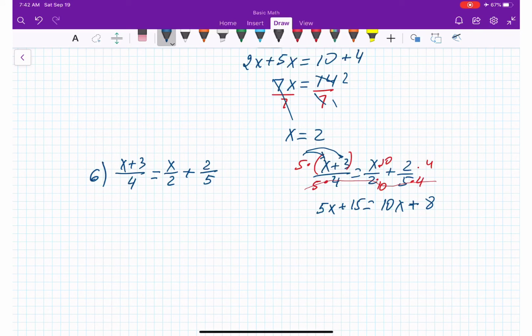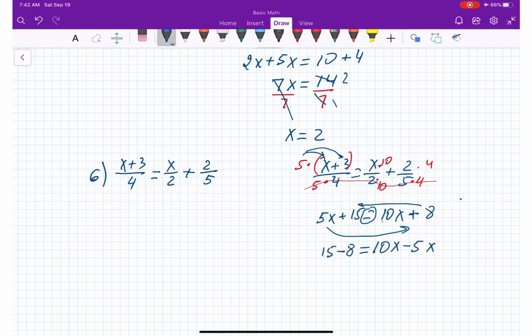Okay, I'm bringing 5x on this side because 10x is bigger and it's positive. So I move 5x on here, so I get result positive. And 8 move on this side. So what do I get? 15. 8 is positive. Since I'm moving over equal sign, will become negative. 10x, 5x will positive, will become negative.